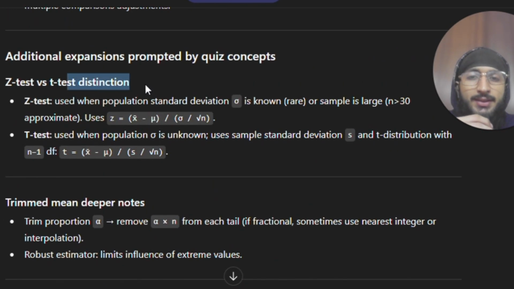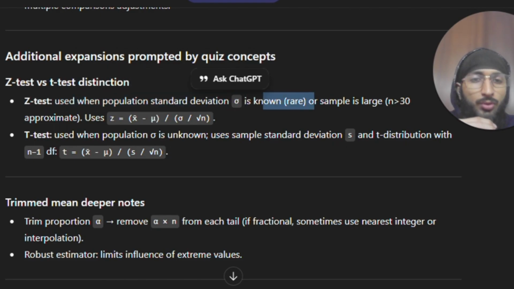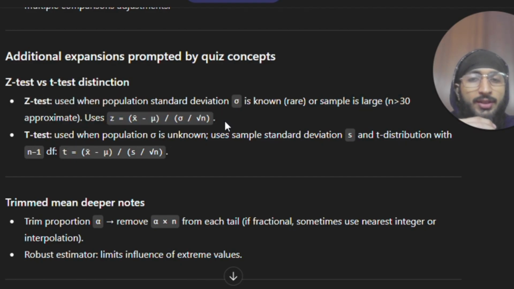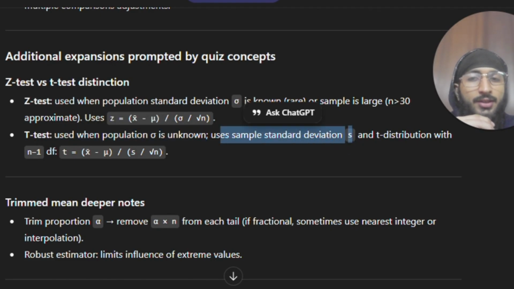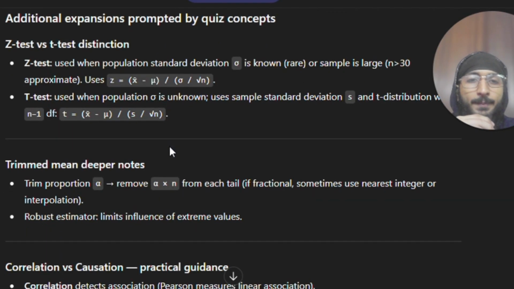Now, z-test versus t-test distinction. A z-test is used when the population standard deviation sigma is known, which is rare, or the sample is large, greater than 30, and use the formula z = (x̄ - μ) / (σ / √n). A t-test is used when population sigma is unknown. Use the sample standard deviation s and the t distribution with n minus 1 degrees of freedom. t = (x̄ - μ) / (s / √n).